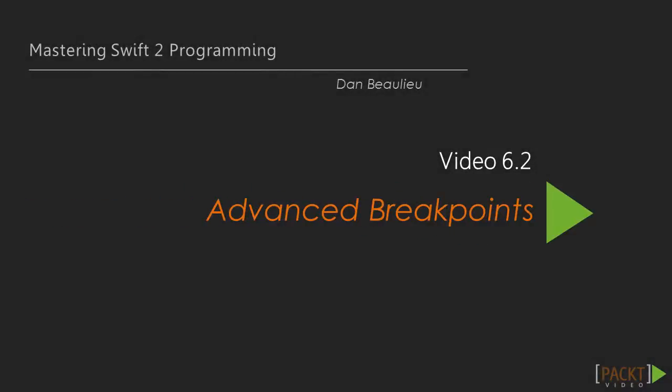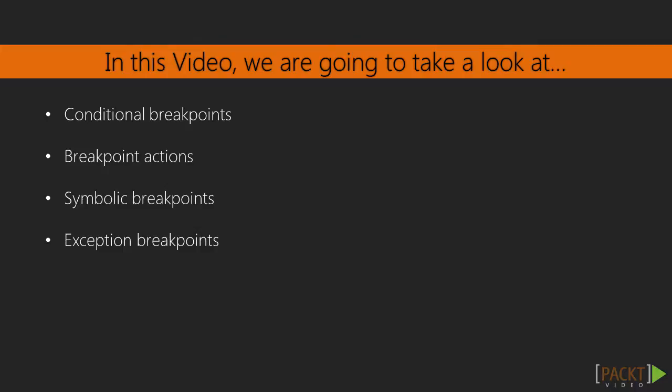In the previous video, we looked at the LLDB debugger in Xcode. In this video, we're going to see how we can get the most out of our breakpoints. We'll look at a few different types of breakpoints, as well as how to run actions when our breakpoints are hit. The first type of breakpoint that we're going to look at are called conditional breakpoints.